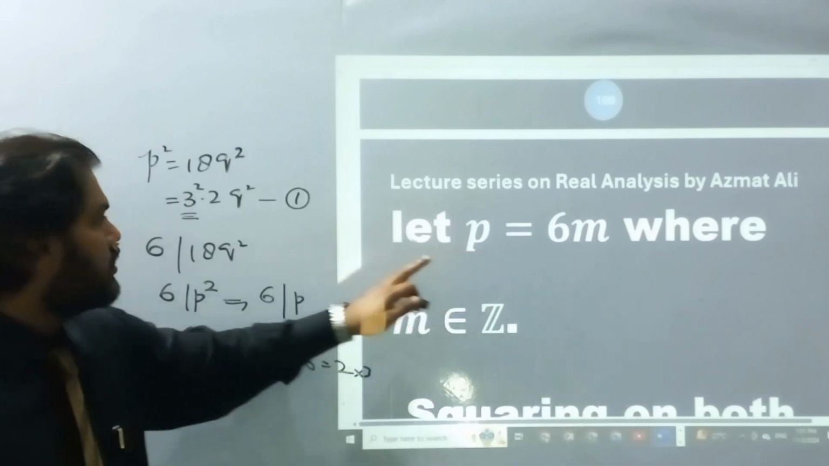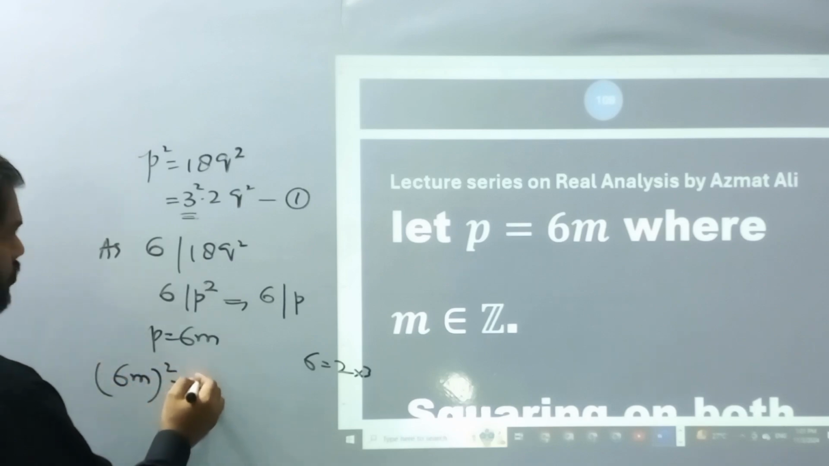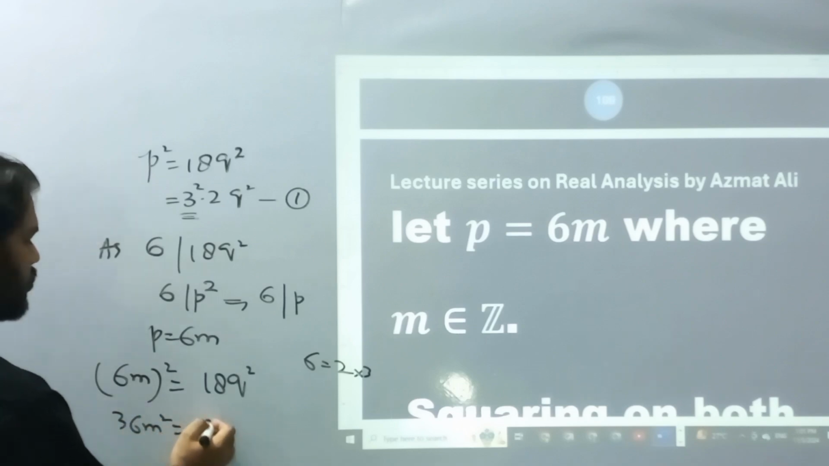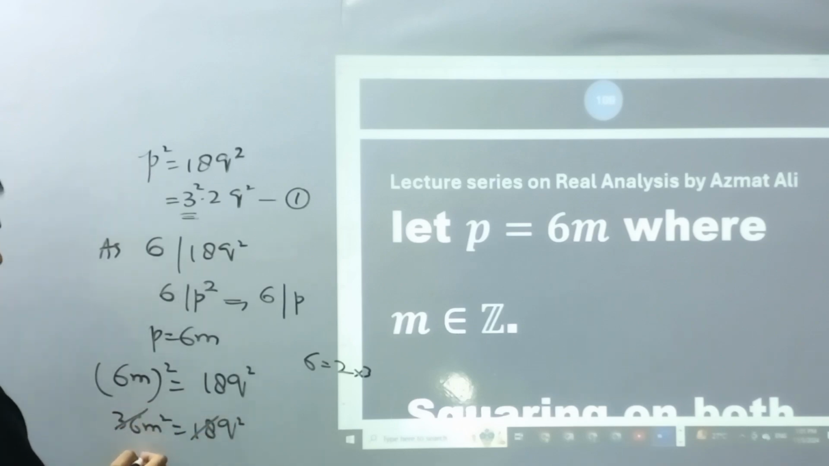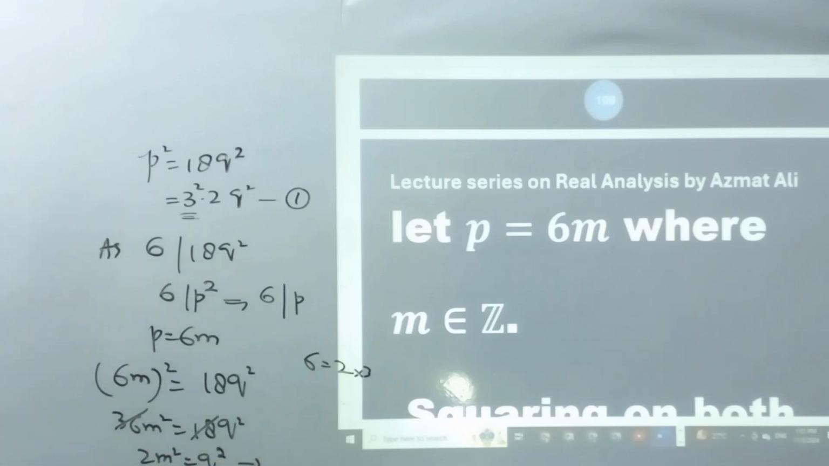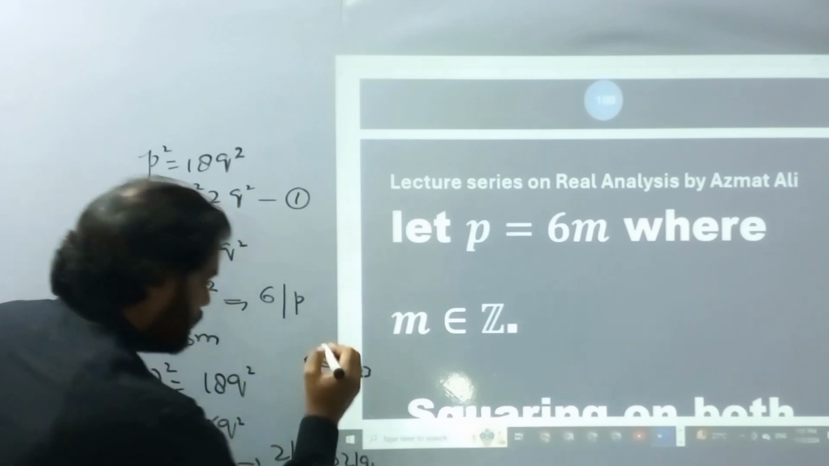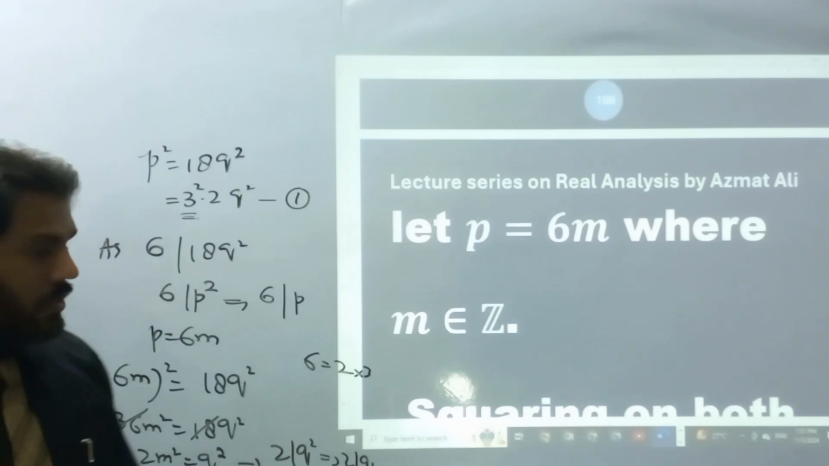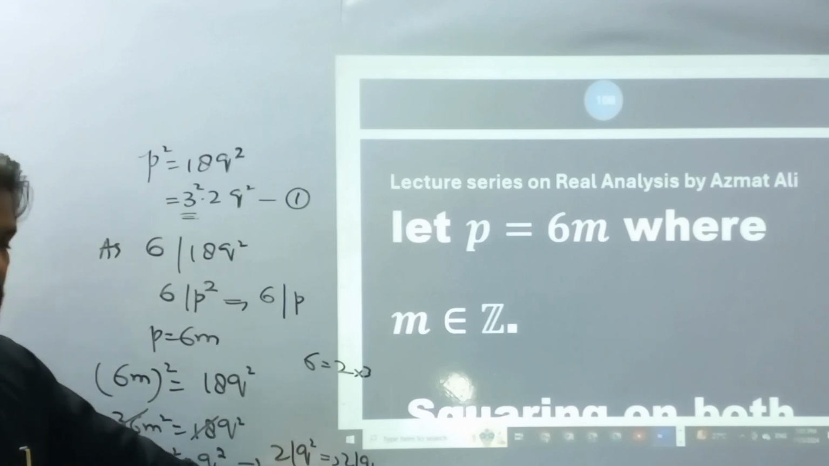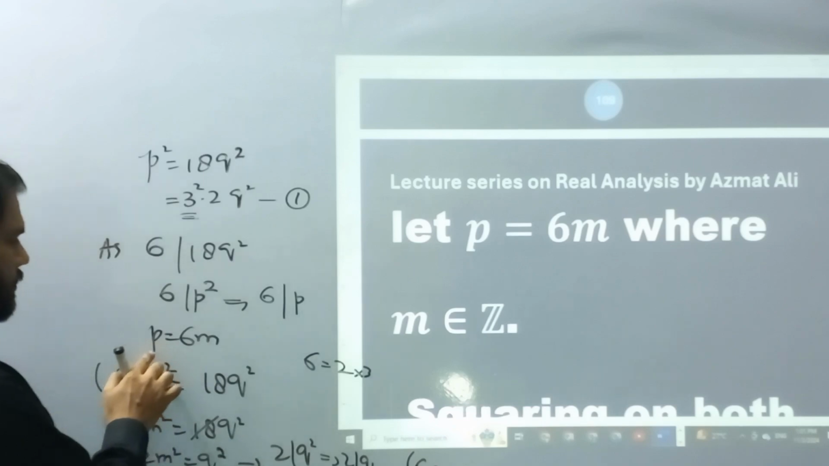Putting this value of p equal to 6m in question number 1, we have 6m square equal to 18q square. 36m square equal to 18q square. This will become 2m square equal to q square. This shows that q square is a multiple of 2. That is, 2 divides q square implies 2 divides q. From this, p is a multiple of 6 and q is a multiple of 2.